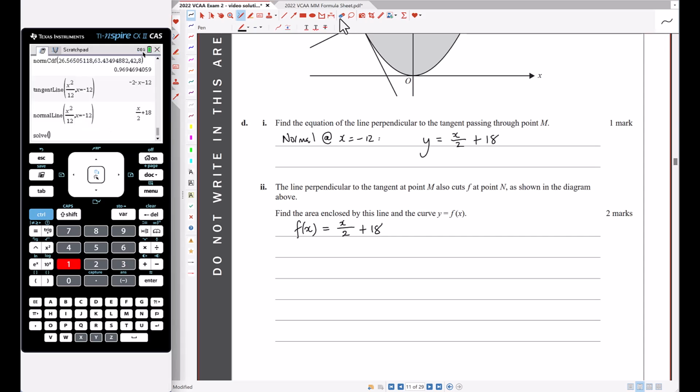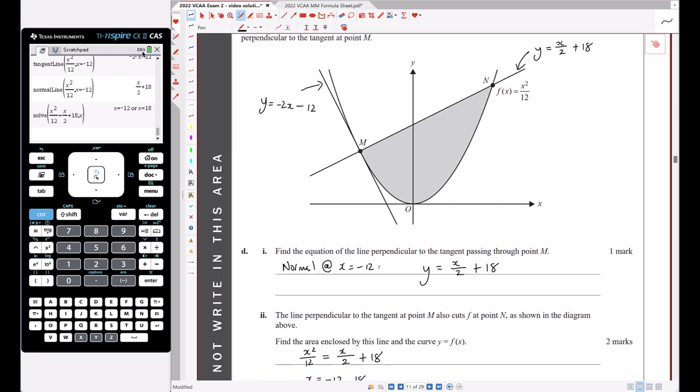Okay, so by that I mean f of x being, I might actually write it out here because I haven't defined it in my CAS, f of x being x squared on 12. So I'm solving x squared on 12 equals this normal line for x. Alright, that happens when x equals negative 12, which we already knew. That's where we found the normal from. And when x equals 18. Okay, so this point here is negative 12, and this point here is 18.